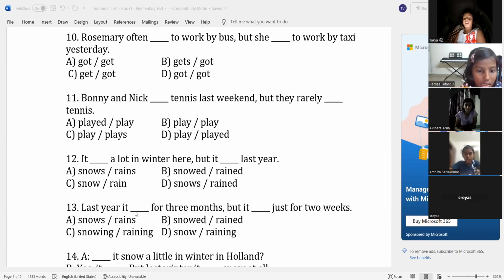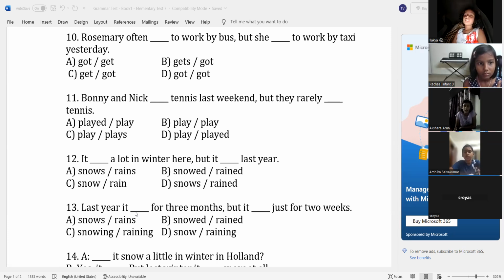Option A. What is your option? Sir, what is your option? Go ahead, Ilakia. Your audio is good. Akshara, I want to go with Akshara. A for and. So, Ilakia's answer is A. Akshara, your answer. Quick, number 12.